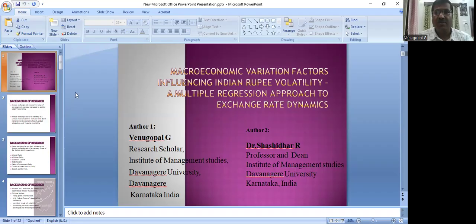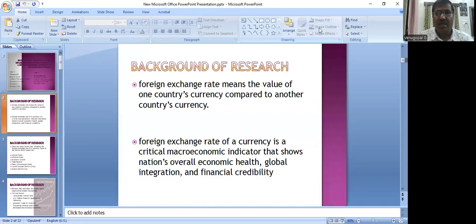I am Venugopal. Presently, under Dr. Shashidhar sir, I am pursuing my PhD degree. Today, I'm going to tell about a research done by me on macroeconomic variation factors influencing Indian rupee volatility, a multi-regression approach to exchange rate dynamics.